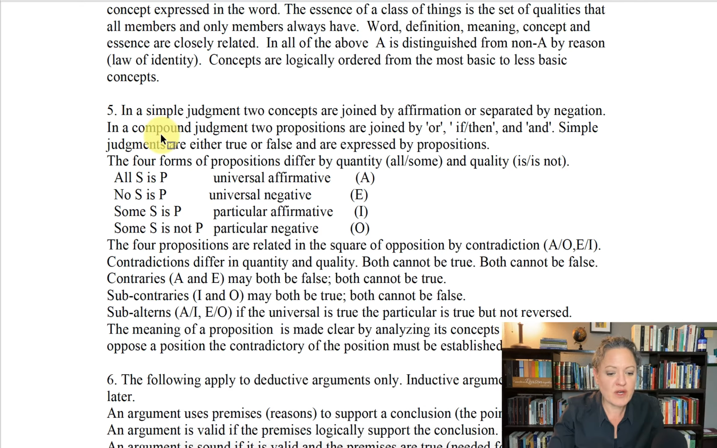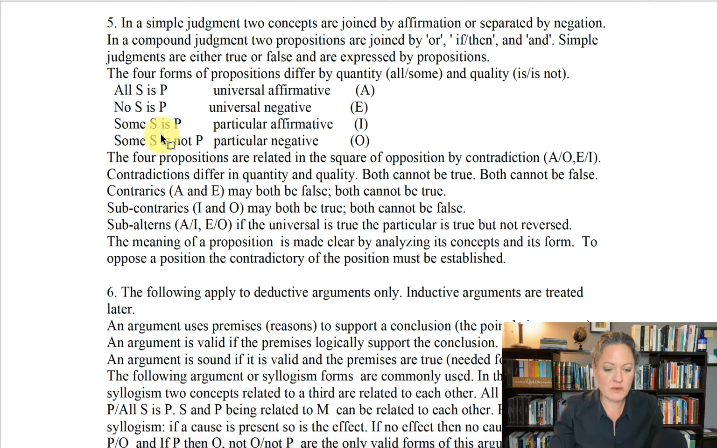We're going to move on now and talk about judgments, and this is where we're going to need to take notes. You're going to learn new things about the square of opposition, and I want you to memorize some things for your long-term memory. A core question from the handout: in a simple judgment, two concepts are joined by affirmation or separated by negation, is or is not. In a compound judgment, two propositions are joined by or, if then, and. So we'll talk about that later.